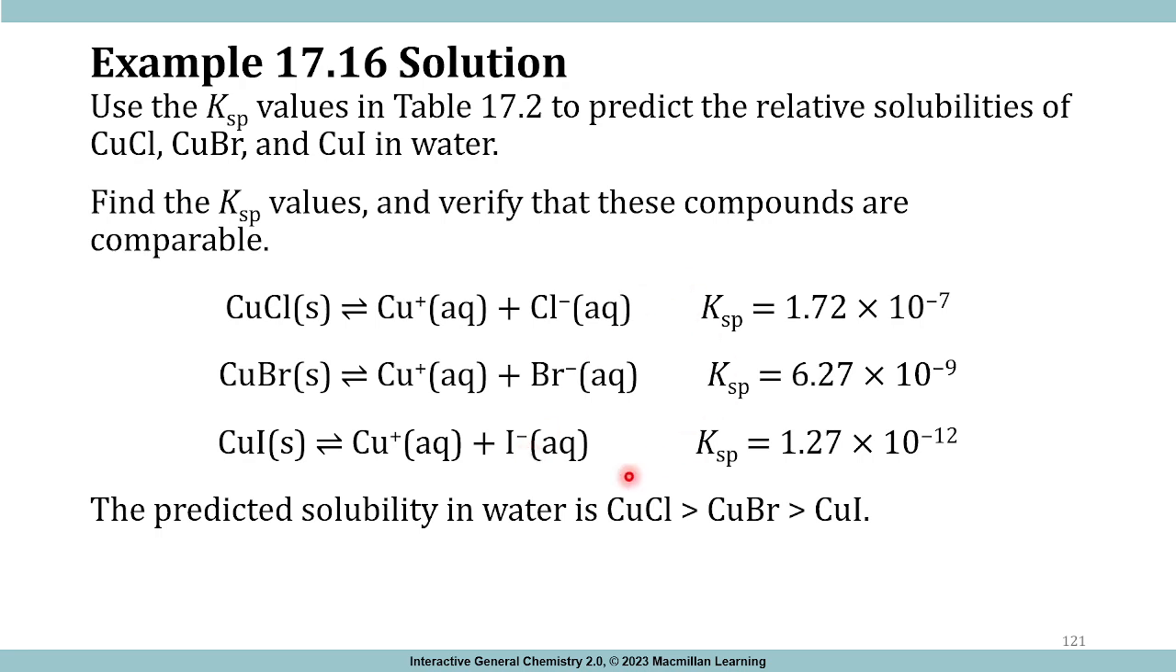And so are these values comparable? Yeah, we can compare those. They have the same powers, don't they? Same coefficients, same powers. So we look at these KSPs here. We have a 10 to the negative 7, 10 to the negative 9, 10 to the negative 12. So iodide is the least soluble, isn't it? The 10 to the negative 9 is the next one, and the 10 to the negative 7, that's the most soluble. And so we went ahead and figured that out.